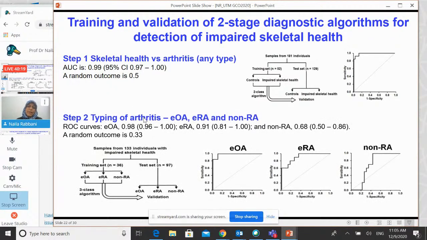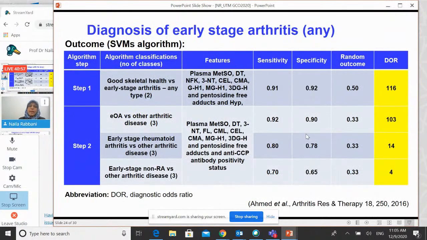Then in the second stage, we wanted to do the typing of arthritis, so which arthritis a person is really suffering from. Again, area under the curve was 0.98 for EOA, or early OA, conclusively showing which person might be suffering osteoarthritis, and 0.91 for ERA. Remember, anti-CCP antibody only has 61% sensitivity. And for non-RA it was 0.68.